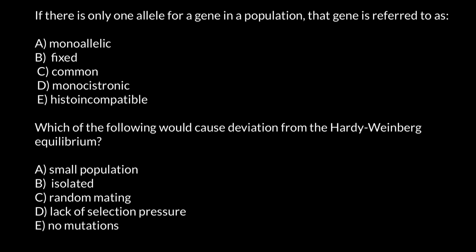And here is the first question. If there is only one allele for a gene in a population, the gene is referred to as, and you have to choose the correct answer. And I think that most of you would choose variant A or B, because our question itself gives us one allele for a gene, and mono means one allele, also present in the question.